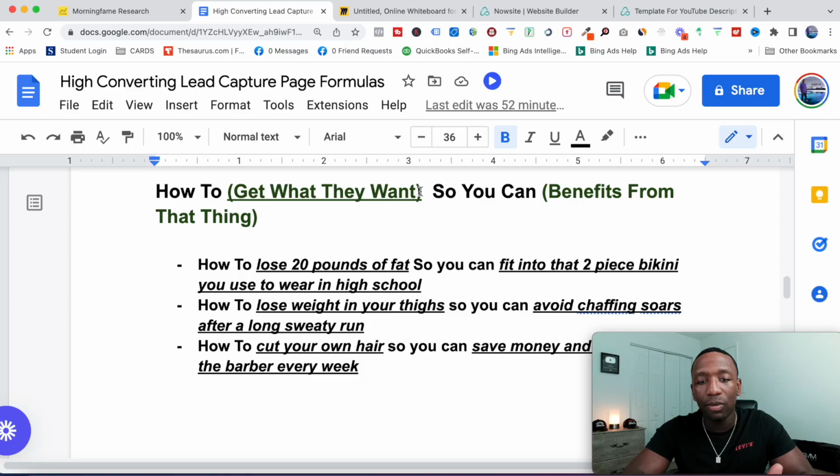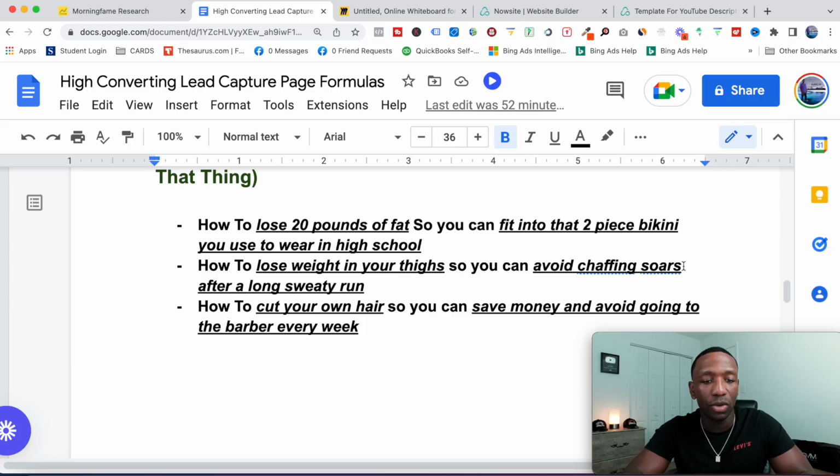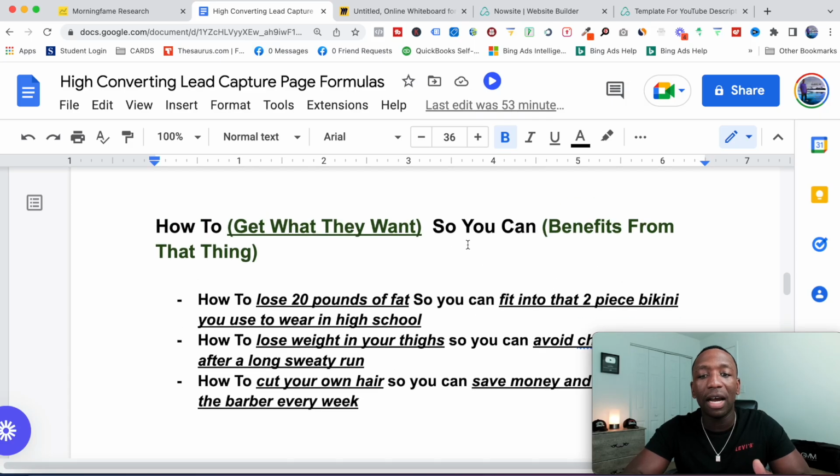Okay, so check it out. This one says how to get what they want so they can get benefits from the thing that they want, right? So in this case, it would be how to lose 20 pounds of fat so you can fit into that two-piece bikini you used to wear in high school. So obviously we know the target audience for this headline would be a woman, right? And then right here, how to lose weight in your thighs so you can avoid chafing sores after a long sweaty run. So this would be for somebody who maybe runs, maybe they're in the military, they do ruck marches or whatever it is that they're doing. There's certain things that are going to cause that to happen. So you want to tailor the message to that specific person. How to cut your own hair so you could save money and avoid going to the barber every week, right? So that's how you would go about using that framework.